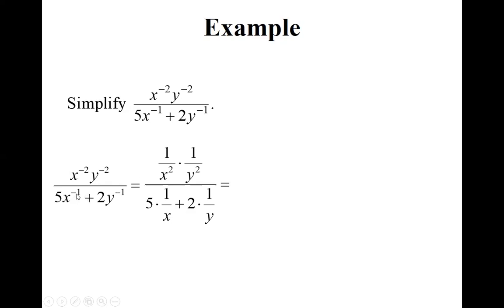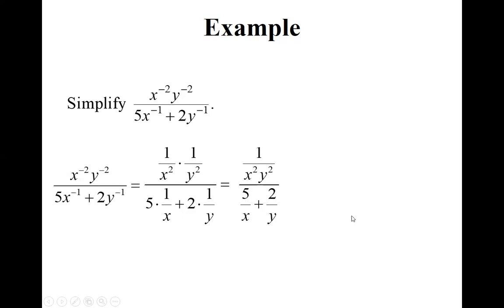On the bottom, the negative 1 power is only attached to the x, not the 5, so the 5 stays put, and the x travels to the bottom. X to the negative 1 is 1 over x. X to the negative 1 is a reciprocal. Same over here with the 2y to the negative 1. The negative 1 is only attached to the y. It has nothing to do with the 2. So the 2 stays put, and the y to the negative 1 becomes 1 over y.